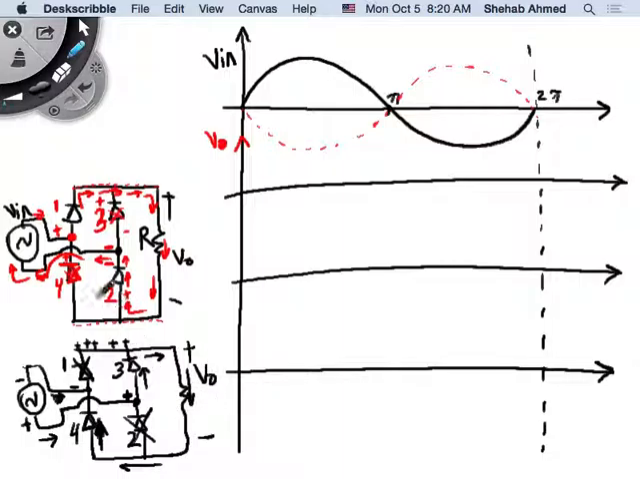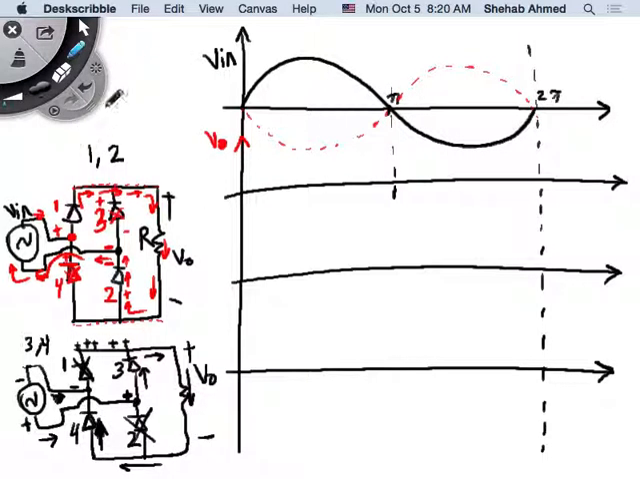So in the first half cycle, diodes 1 and 2 are on. In the second half cycle, diodes 3 and 4 are on. Okay? So this is what's going on. So what does the output voltage look like? If diode 1 and 2 are on, what does the output voltage look like? Same as the input. Exactly. So it's the same as the input.